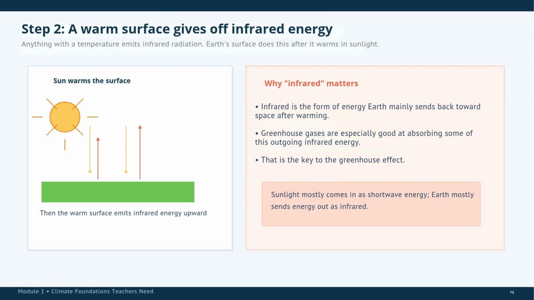So think of it this way: the sun's energy gets in pretty easily. Earth's surface warms up, and then the Earth tries to release some of that back out as infrared heat. And so the question becomes, what happens to all of that outgoing heat? This is where the greenhouse gases actually come in.